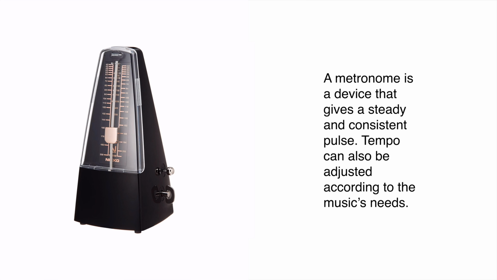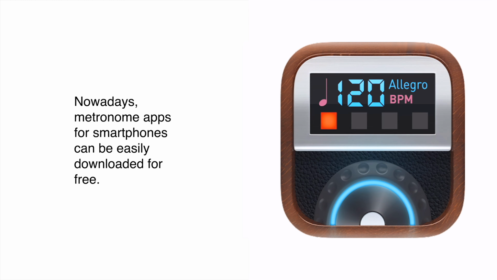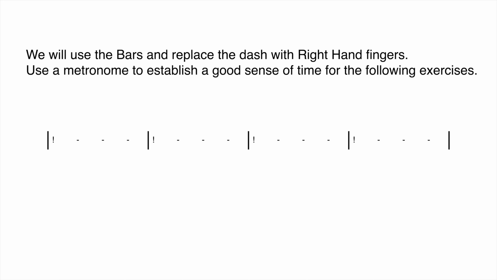A metronome is a device that gives a steady and consistent pulse. Tempo can also be adjusted according to the music needs. Nowadays, metronome apps for smartphones can be easily downloaded for free. We will use the bars and replace the dash with right-hand fingers. Use a metronome to establish a good sense of time for the following exercises.